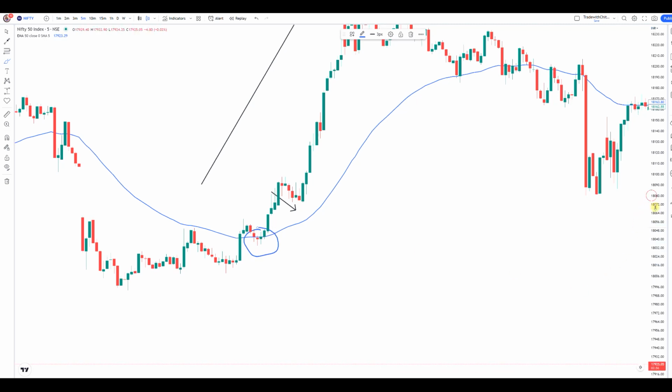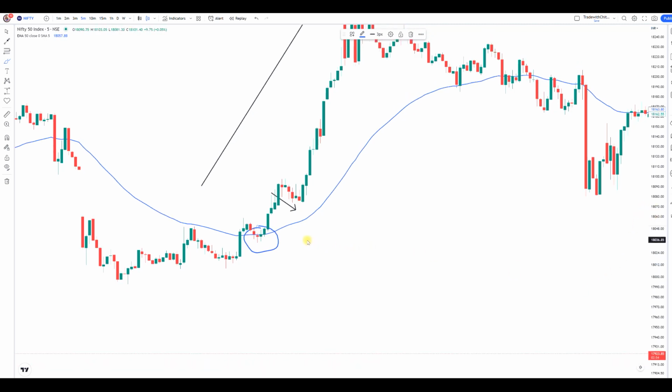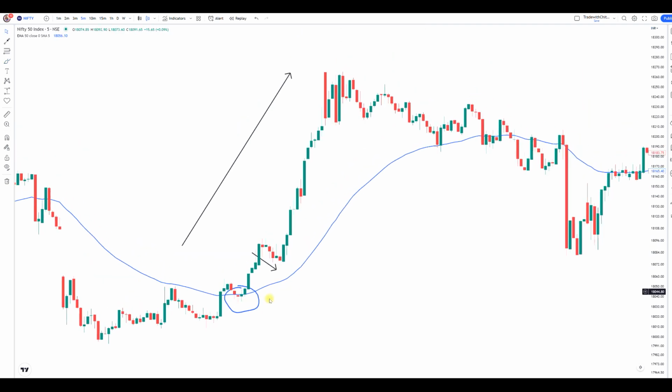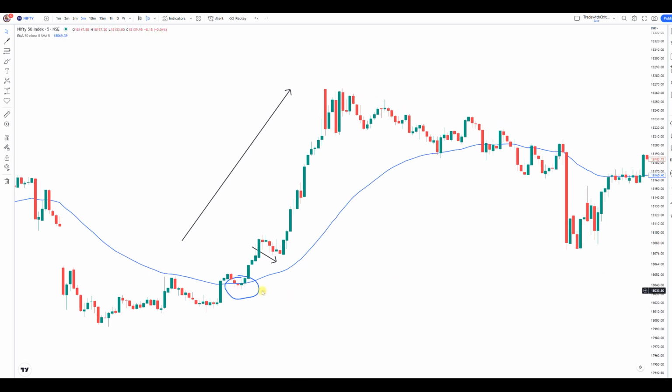So when we are getting these types of dojis at the EMA or near the EMA, it is very powerful. Above this green candle or this doji candle is the place where we have to enter the long trade. Once you enter the long trade, the low of the candle will be your stop loss. Like this only you have to enter the trade when we are using EMA in your chart.